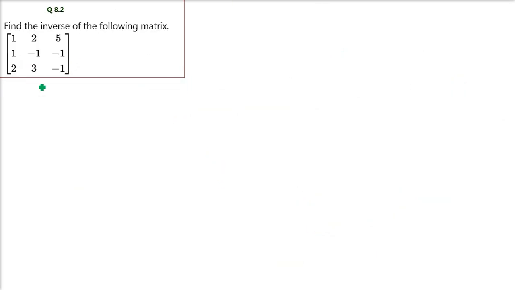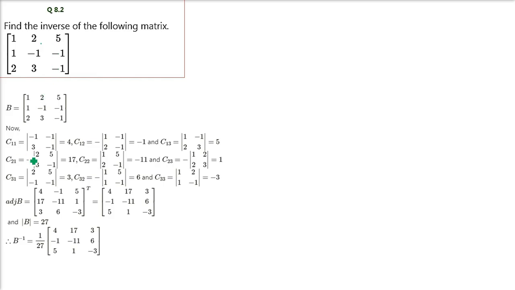Find the inverse of the following matrix. This is also a 3 by 3 matrix. We have already seen how to do this. I explained it just now. So just go ahead with this. You just have to find the cofactor matrix, take the transpose, divide by the determinant of the matrix, which is 27 in this case, and the final answer will come.